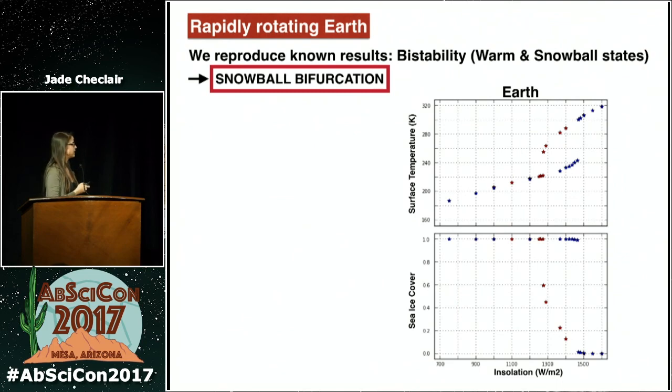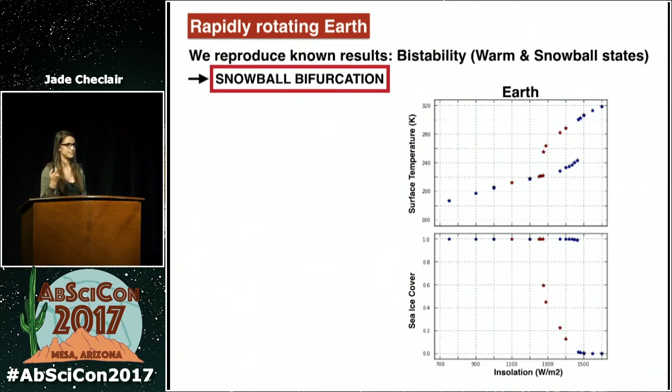Here the top panel is the surface temperature, the bottom is the sea ice cover, and again, the horizontal axis is always insolation. The red stars correspond to a warm start, where the planet is completely ice-free, and the blue stars correspond to a cold start, where it's completely ice-covered, both of those initially. We retrieve the expected snowball bifurcation here, and we have bistability. So great, the GCM reproduces the very well-known result for the Earth.